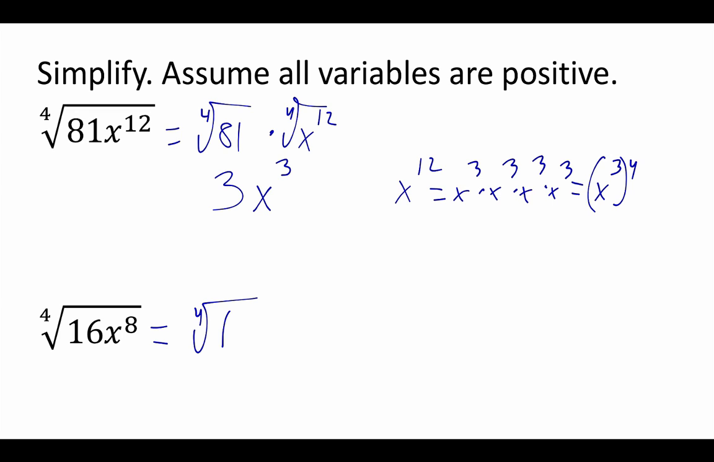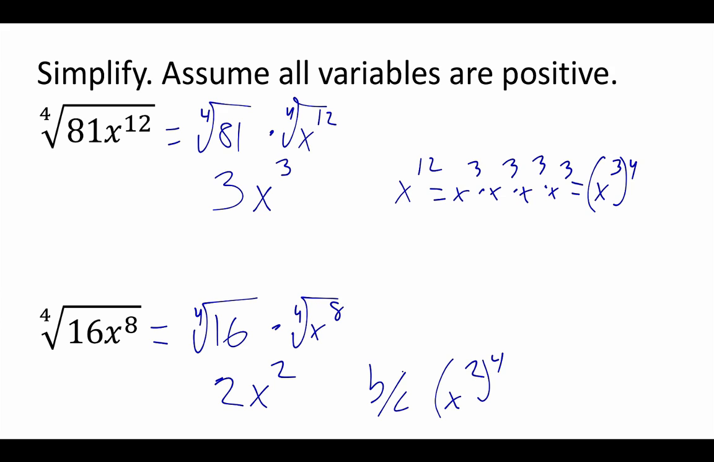So we've got the 4th root of 16, taking that separately, and then times the 4th root of x to the 8th. In this case, the 4th root of 16 is just 2, because 2 to the 4th equals 16. And the 4th root of x to the 8th is x squared. Again, that's because x squared to the 4th equals x to the 8th. So those are our two answers for this.